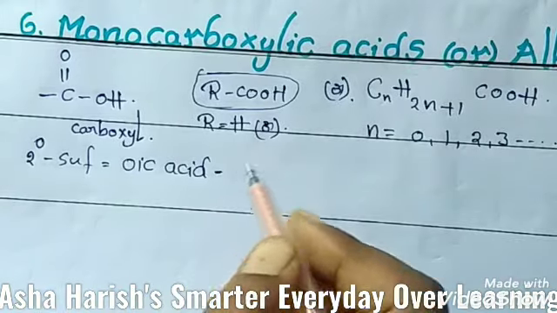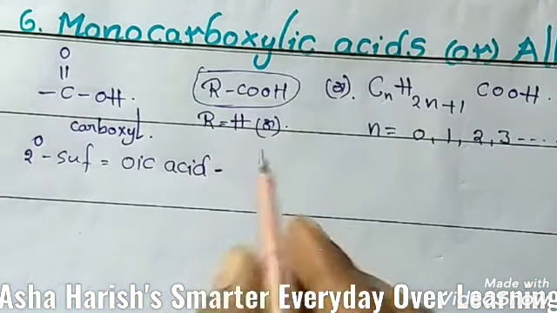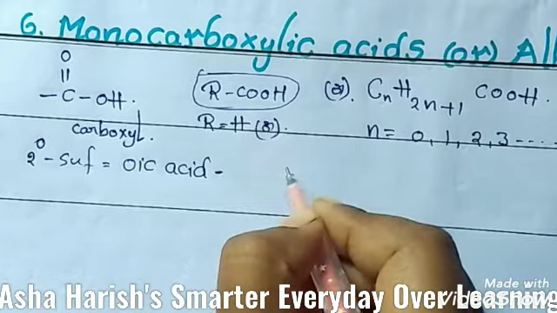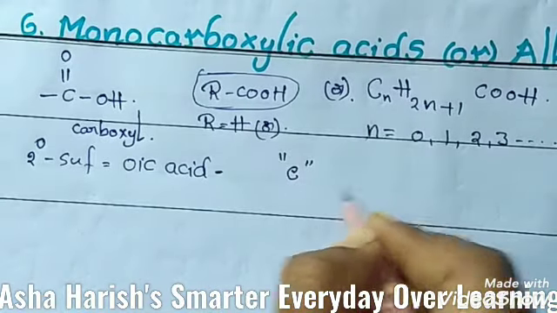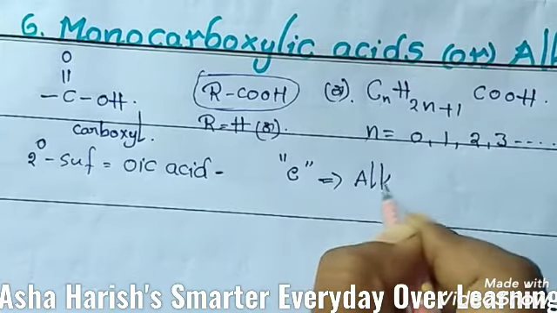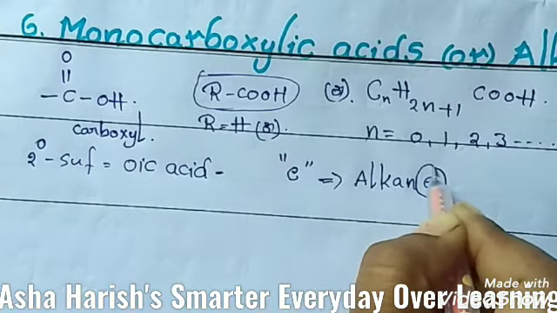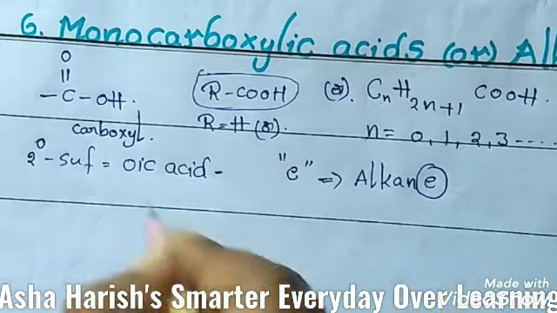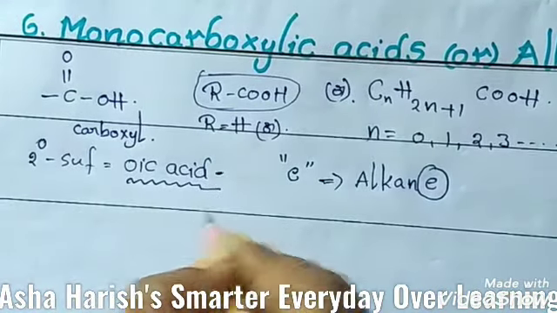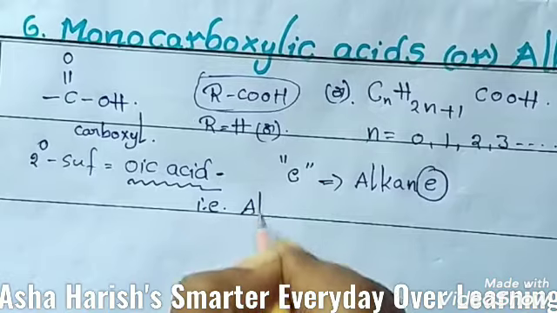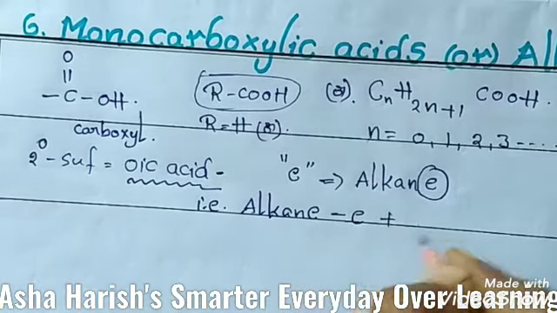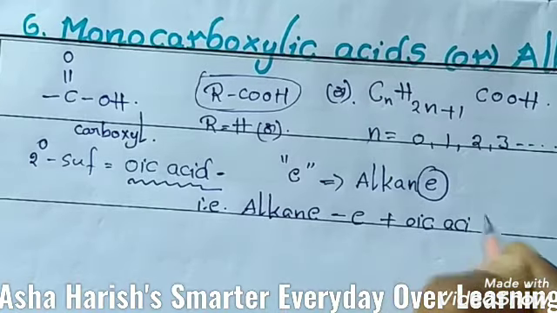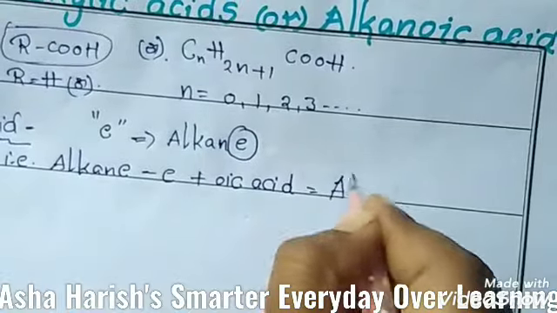And the IUPAC names for these carboxylic acids: you replace the E from the name of the corresponding alkane with the suffix oic acid. That is what we should get finally from the alkane. If you remove the E and add oic acid, then students, what you should get here? Alkanoic acid.